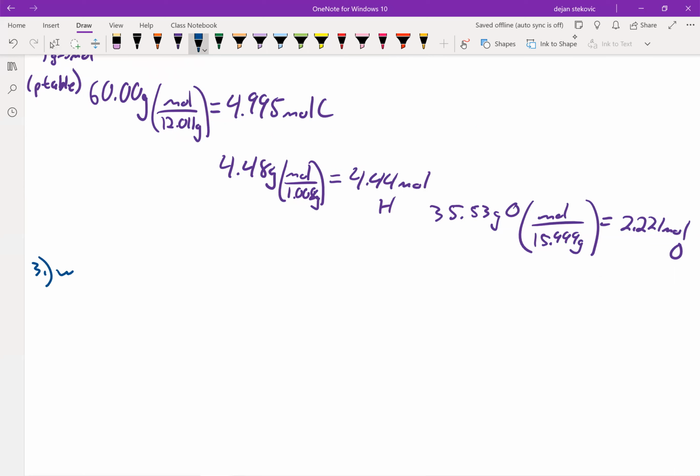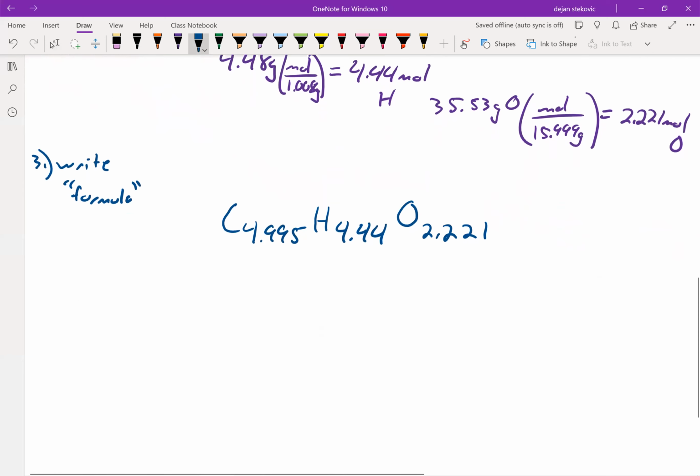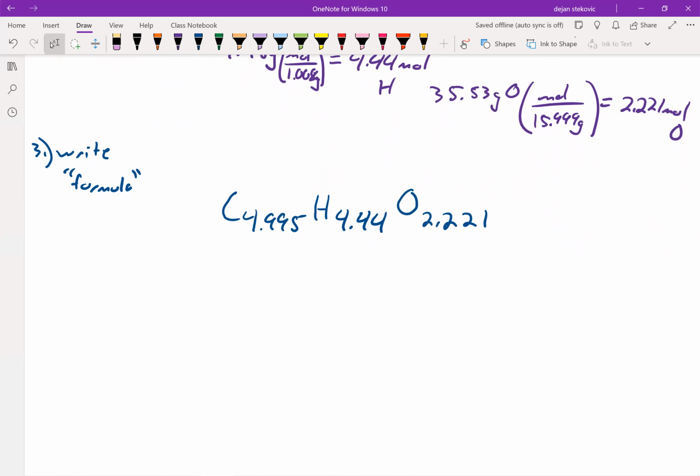So step 3 is to write your formula with these kind of weird numbers, right? So we're going to write C, we've got 4.995. We've got H, we've got 4.444, and then we've got oxygen, which is 2.221, right? That's obviously not an acceptable chemical formula, because when we have chemical formulas, they all need to be whole numbers. Can't have part of an element.